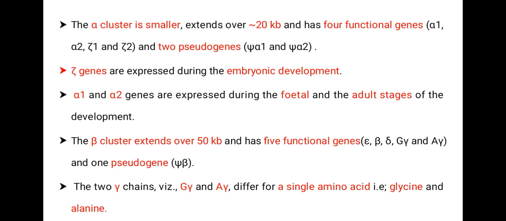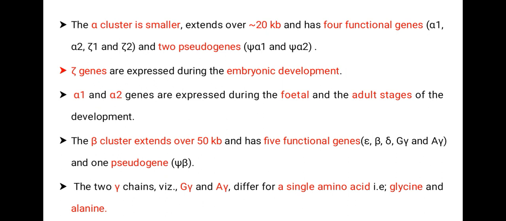located on chromosome 11. The alpha cluster is smaller, extends over about 20 kb, and has 4 functional genes: alpha 1, alpha 2, zeta 1, and zeta 2, and 2 pseudogenes, psi alpha 1 and psi alpha 2. Zeta genes are expressed during the embryonic development. Alpha 1 and alpha 2 genes are expressed during the fetal and adult stages of development.